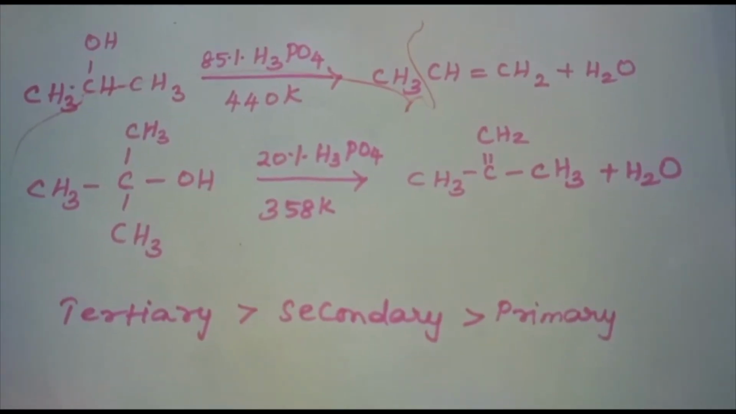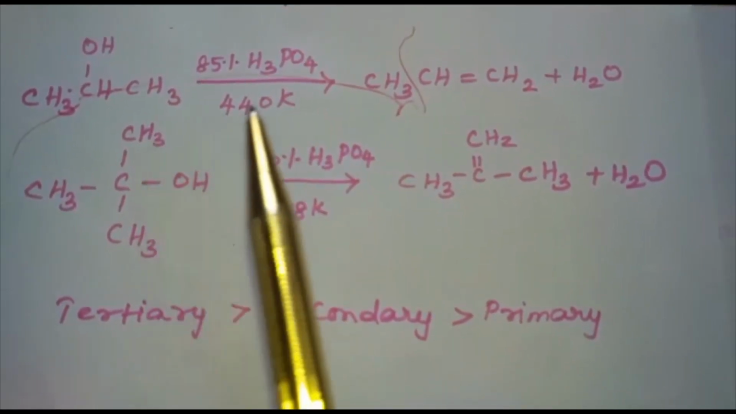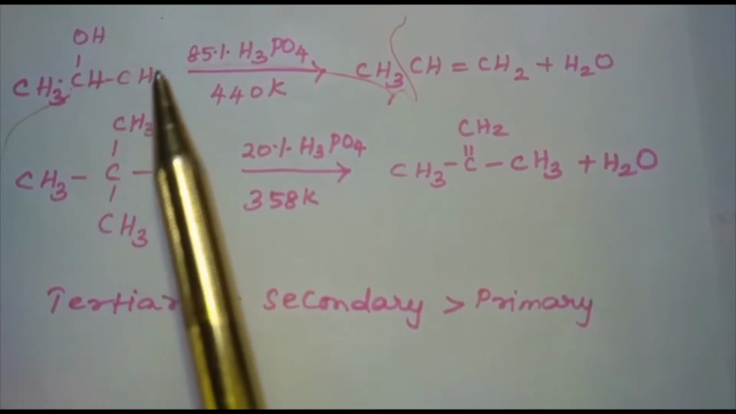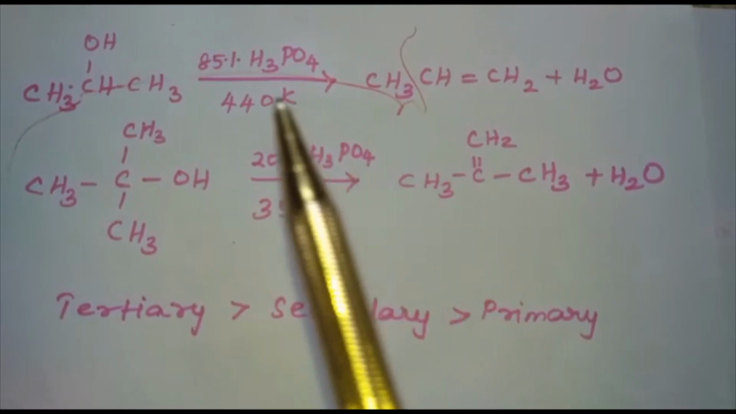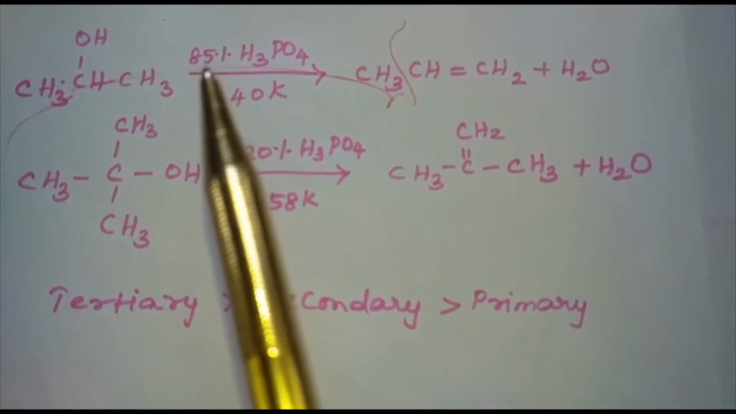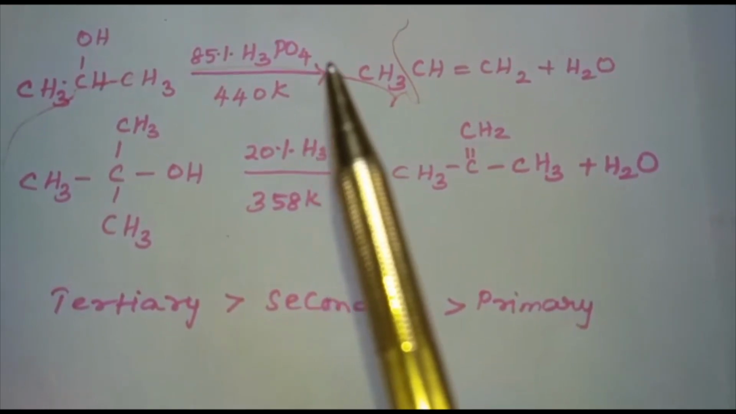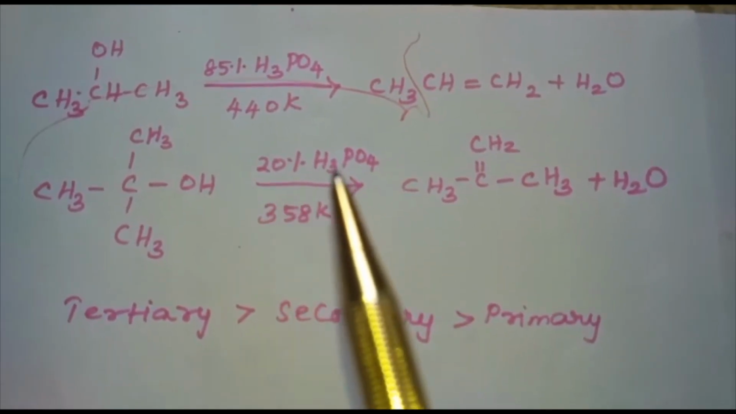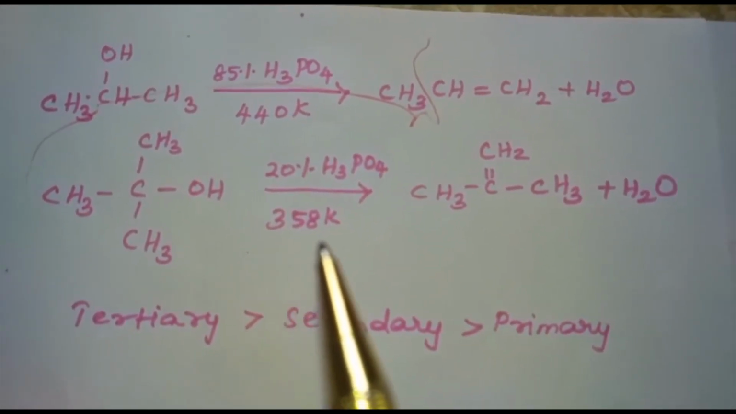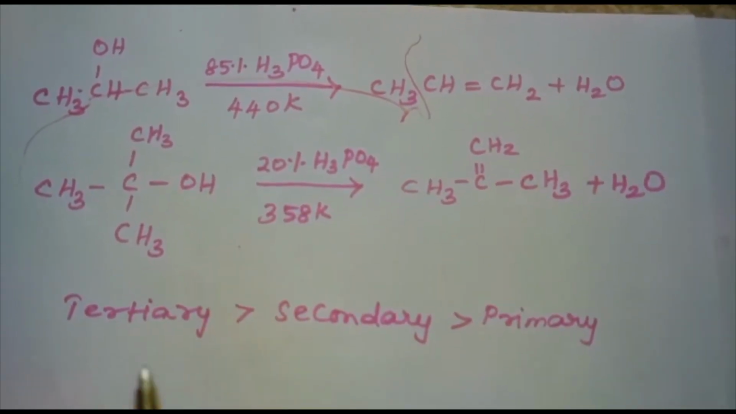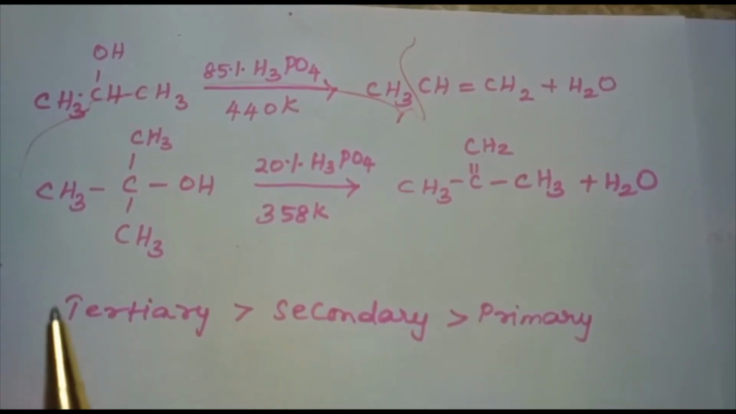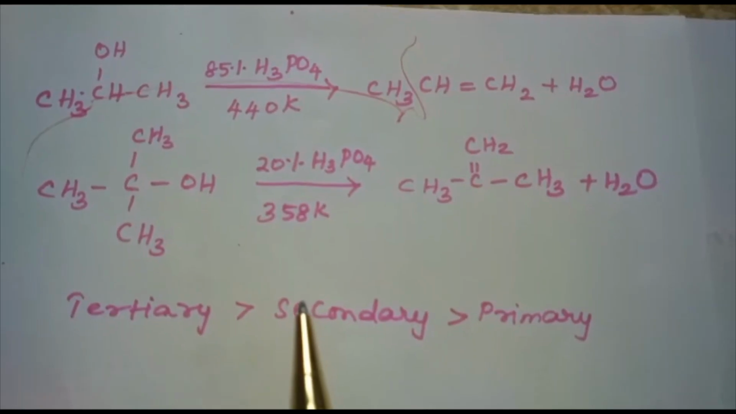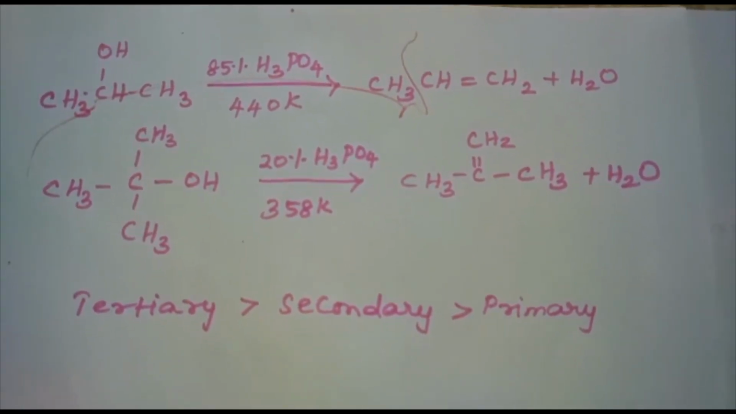Secondary alcohols and tertiary alcohols are dehydrated under milder conditions. For example, the secondary alcohol CH3CHOHCH3 undergoes dehydration at a temperature of 440 Kelvin in presence of 85% H3PO4, giving the corresponding alkene. In the case of tertiary alcohol, it is 20% H3PO4 and the temperature is 358 Kelvin. The relative ease of dehydration of alcohols follows the order: tertiary, followed by secondary, followed by primary.